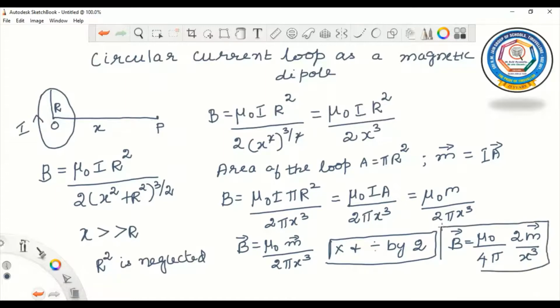Can you guess where you studied, where you obtained this similar expression? Yes, in electrostatics. This expression is similar to an expression we obtained for the electric field of a dipole. So what I'm going to do here, I'm going to replace this mu naught by 1 by epsilon naught. Similarly, I'm going to replace this M by P and B by E. So let me take the new page, children, now.